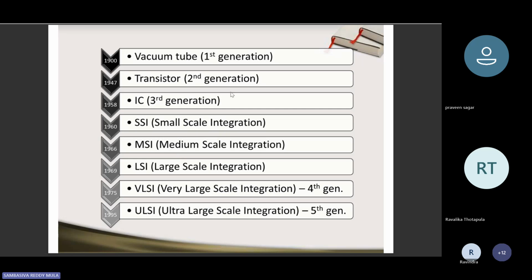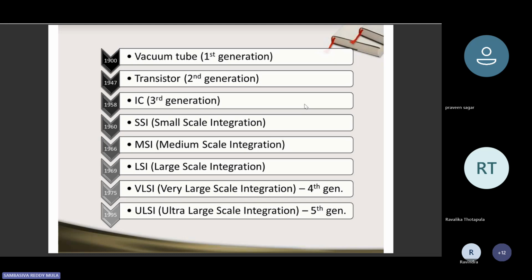So we can observe the evolution in this chart. Vacuum tubes are the first generation. Transistor is the second generation. ICs are the third generation. Small scale integration, medium scale integration, large scale, very large scale. Up to very large scale integration, simply we call it VLSI, very large scale integrated circuits, is the fourth generation. Ultra large scale integration is the fifth generation. So these are called generations in electronics.